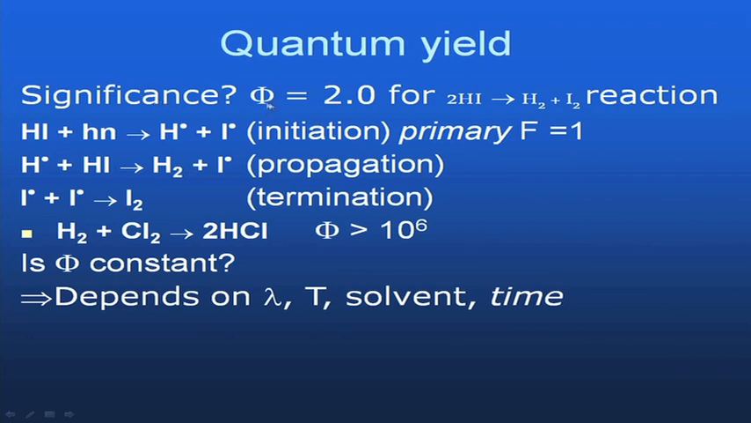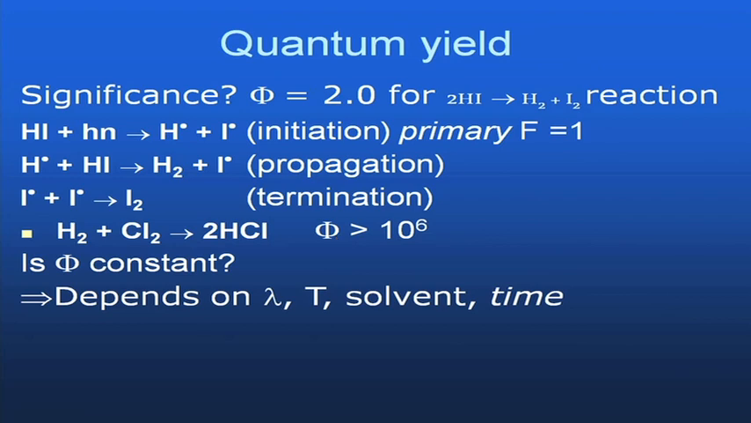But the significance is that if you put in 1 photon, then you will in principle generate, say, 2 hydrogen iodides to get decomposed. That means 2 HI are actually taking part in a reaction, although you have put in only 1 photon. So overall phi is 2 molecules reacted because of 1 photon. Therefore, phi is 2. For the H2 plus Cl2 to 2 HCl reaction, phi has been found to be 10 to the power 6. It is a very high value.